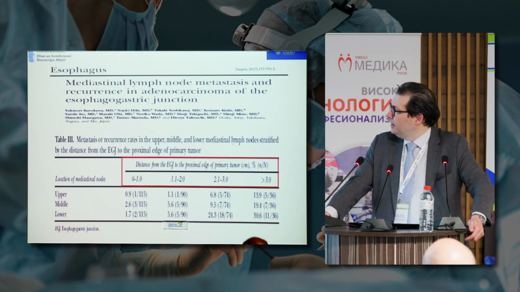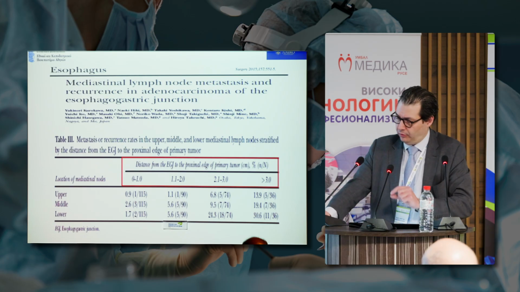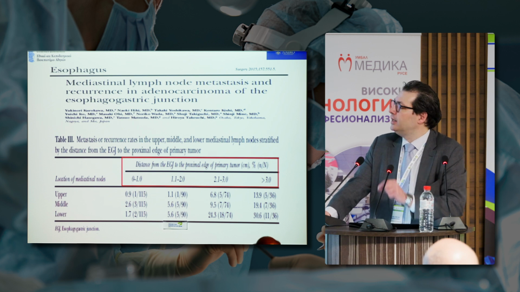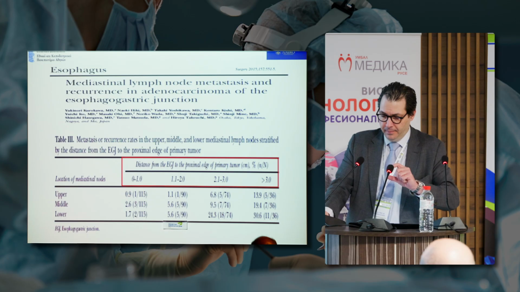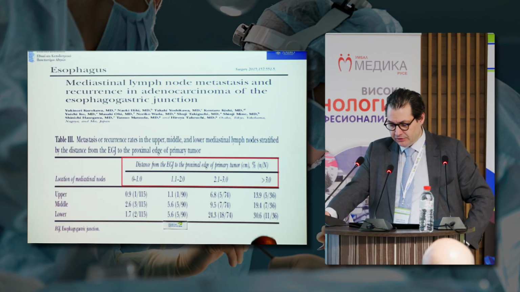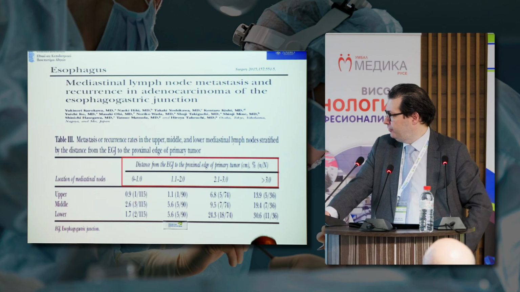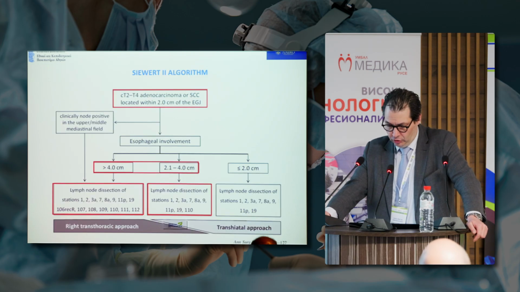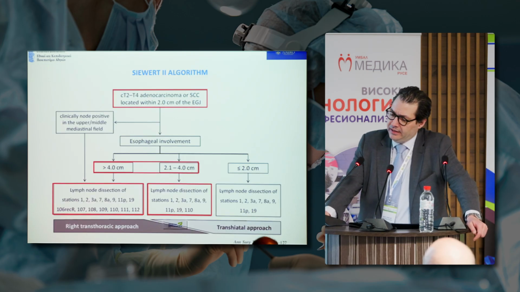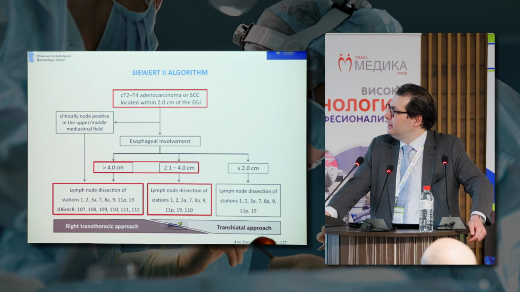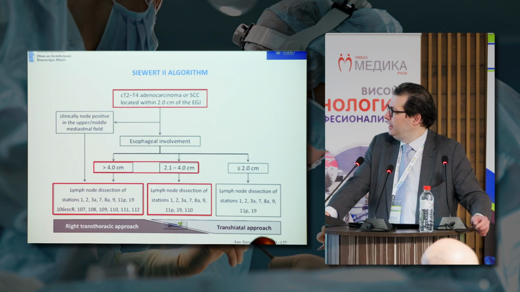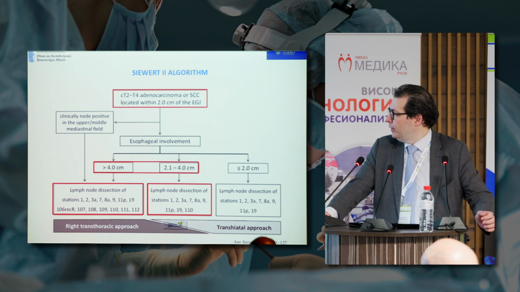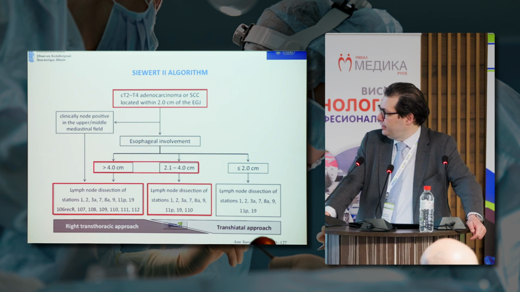And also you can see that the distance of the proximal margin from the Z line is the one that determines the possibility of infiltration of the mediastinal lymph nodes. So the longer this margin is, the more often we have infiltrated lymph nodes in the mediastinum, so that we have to do an esophagectomy instead of an extended total gastrectomy. So you can find in the literature algorithms like this one that suggest that in cases where we have infiltration of the distal esophagus of 2 or more centimeters, we have to do an esophagectomy with lymph node dissection of the mediastinum.